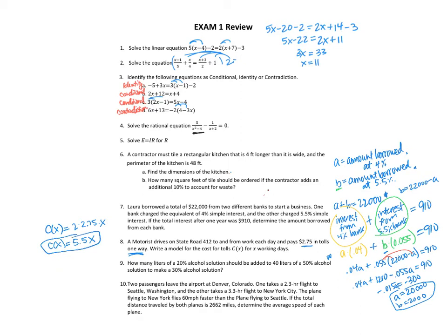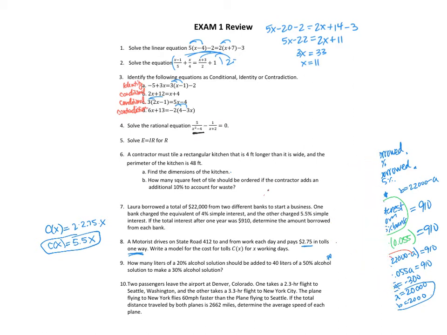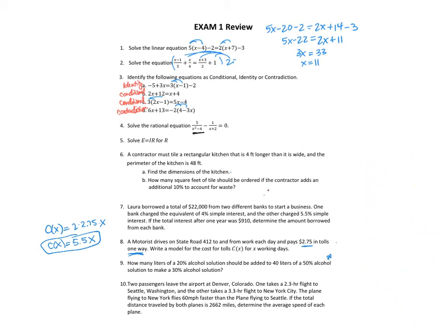The second one says how many liters of a 20% alcohol solution should be added to 40 liters of 50% alcohol solution to make a 30% alcohol solution. So I think something that's helpful on these is to draw a picture. So I have some 20% alcohol solution. I'm just going to draw a container here with 20% alcohol. And I don't know how many liters of that there are. I'm just going to call that X.